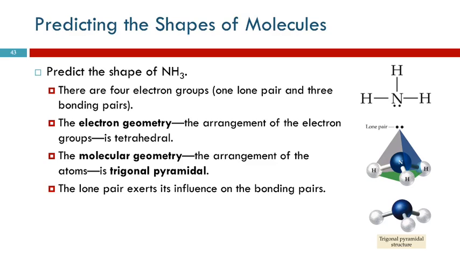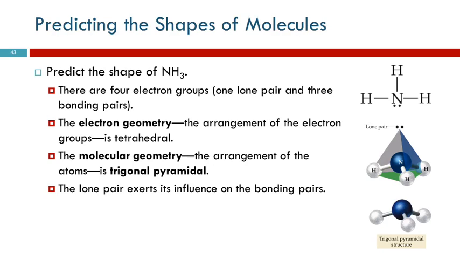So let's look at ammonia. Here's the Lewis structure for ammonia. Again, we're going to look at the central atom and ask ourselves, well, how many electron groups? Well, we have 3 single bonds and a lone pair. The lone pair counts as a group.